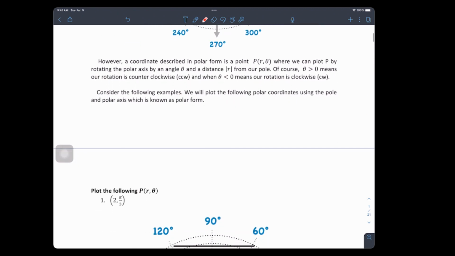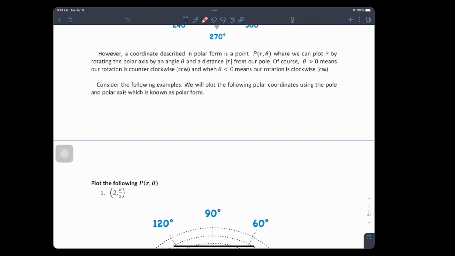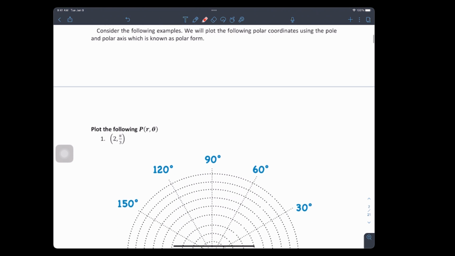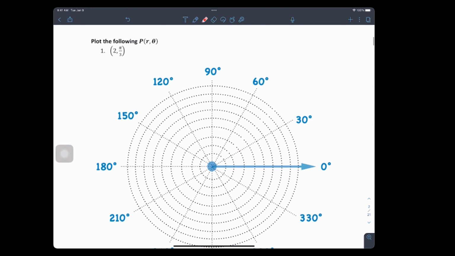And then I'm going to say here, however, a coordinate described in polar form is a point (r, theta). Well, we can plot the point P by rotating the polar axis an angle theta, a distance of absolute value of r, because r could be negative. We'll talk about that, from our pole. Of course, theta being positive means our rotation is counterclockwise, and theta being negative means our rotation is clockwise. So we're going to look at some examples here, ladies and gentlemen.